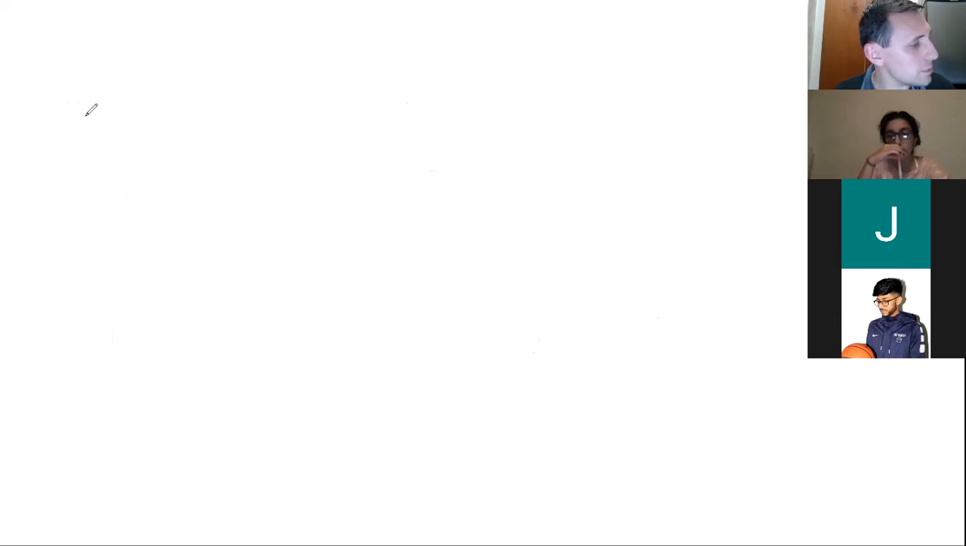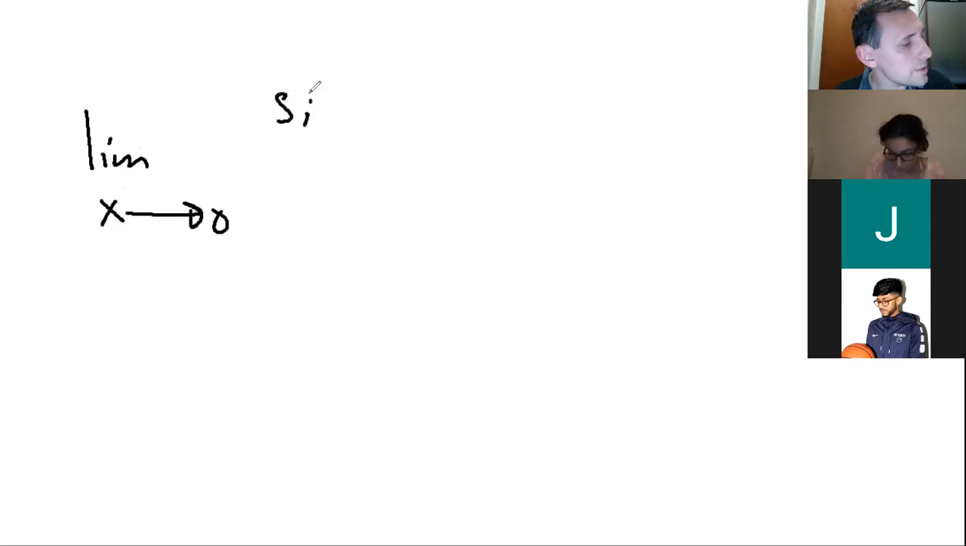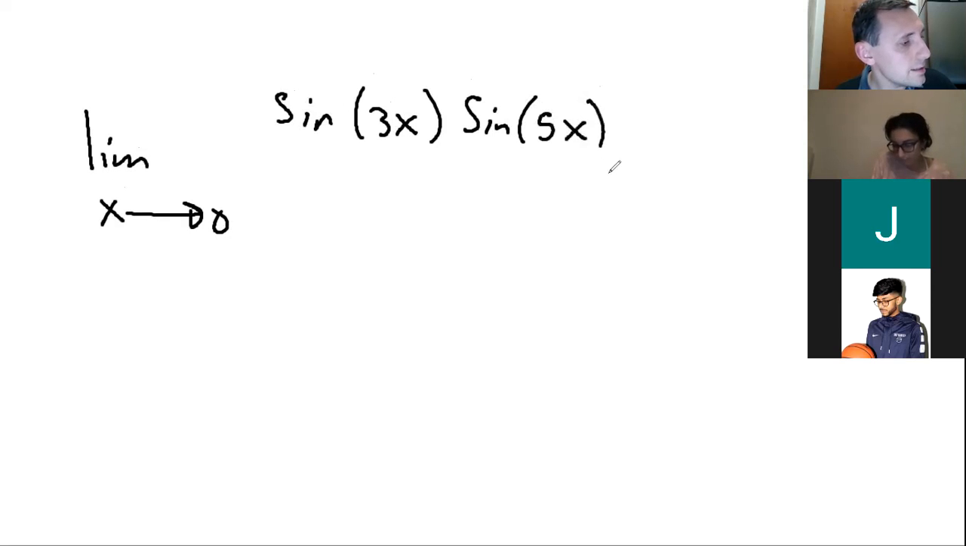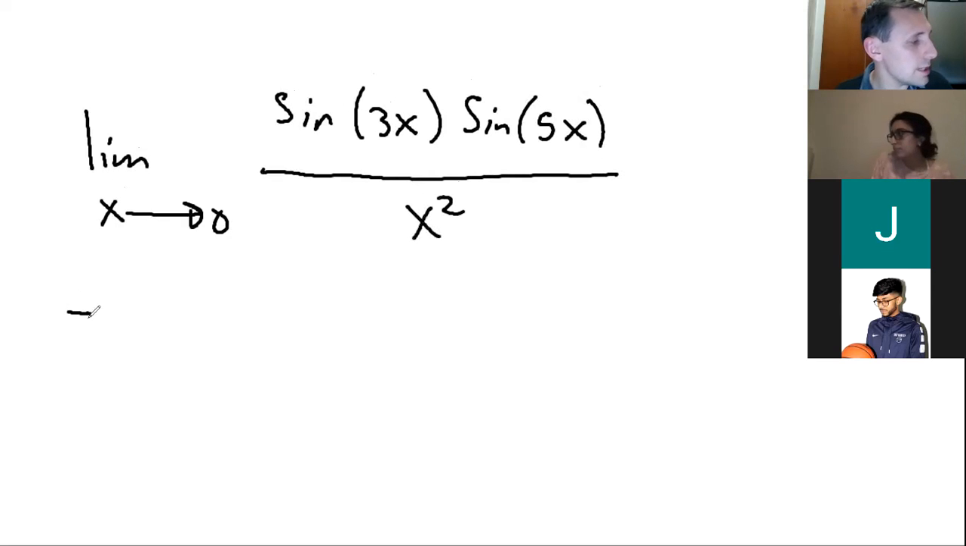What about this one, guys? What about limit as x goes to 0 of sine of 3x times sine of 5x divided by x squared? What is that?